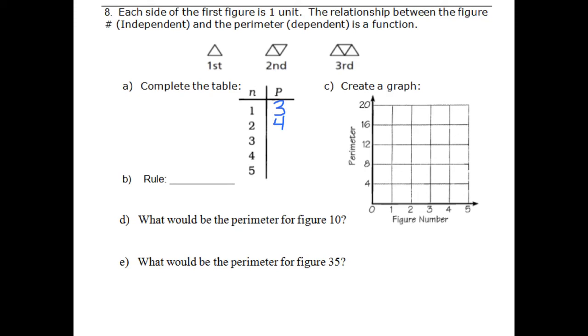And then our third picture is 1 side, 2 side, 3 side, 4 side, 5 side. It's each little unit. So our third picture is 5. If we follow the pattern, these are going up by 1 each time. So plus 1. And these are going up plus 1.